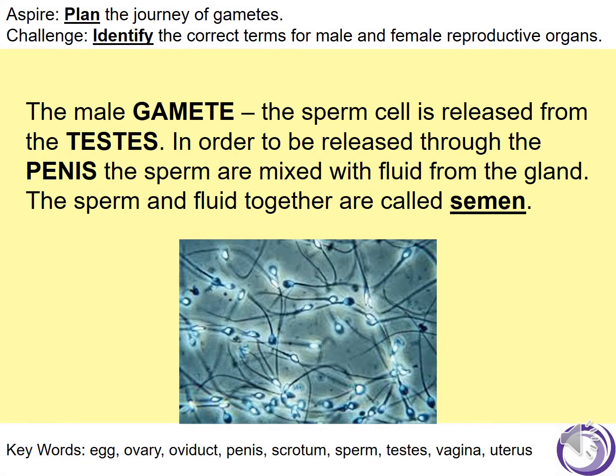The male gamete, or the sperm cell, is released from the testes. In order to be released through the penis, the sperm are mixed with fluid from the gland. The sperm and fluid together are called semen. So a man releases something called semen during sexual intercourse, and that's a mixture of sperm and a fluid that is produced by the man in something called a gland, which you'll see in a picture shortly.